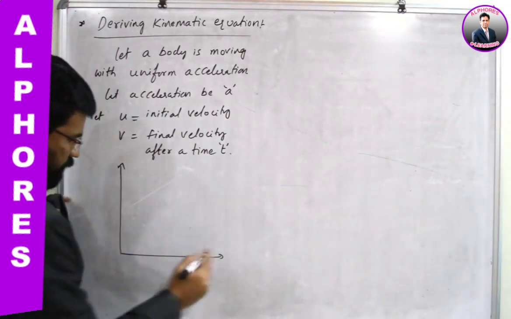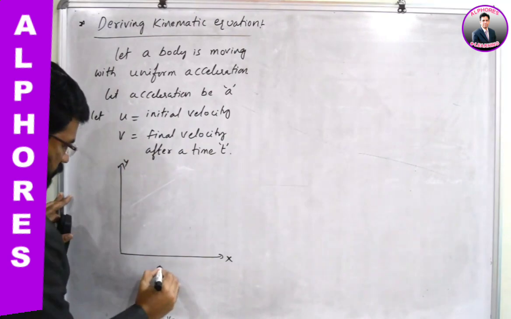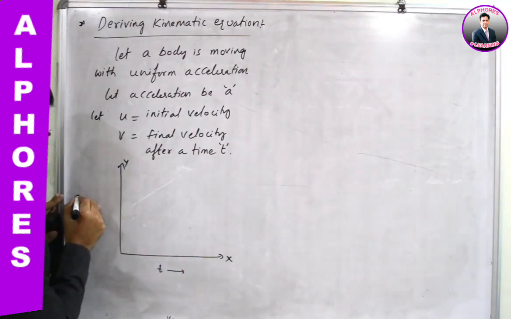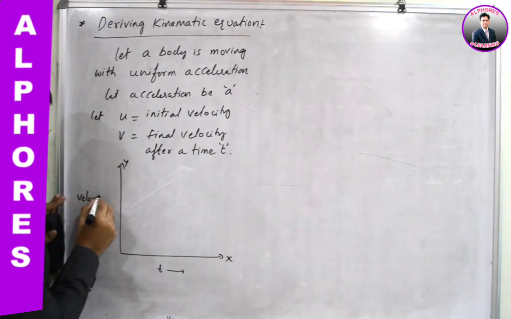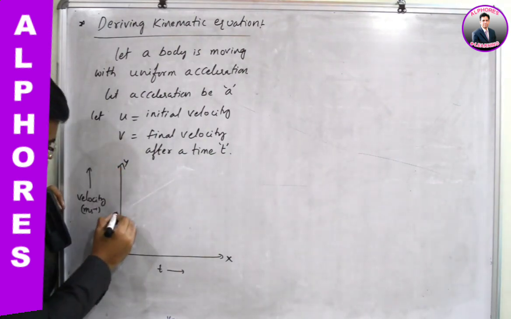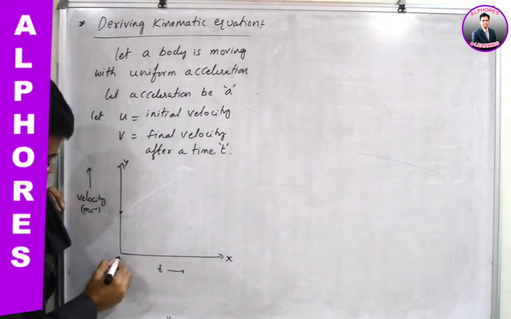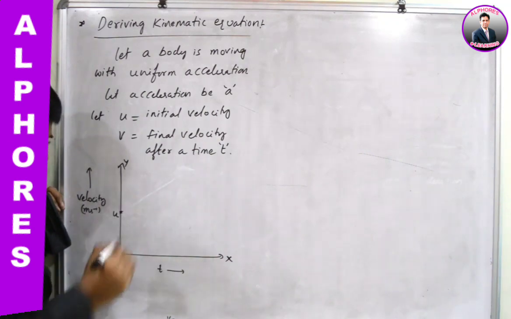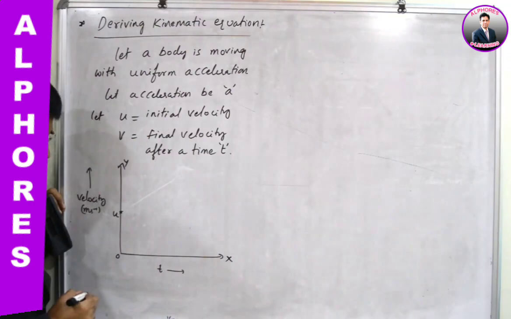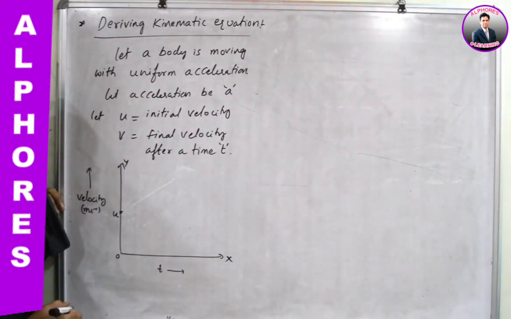We have 2 points. Time is taken on the x-axis, and velocity in meter per second on the y-axis. Initially at time t equal to 0, what is the velocity? u is the velocity. This is the origin. So this point is 0 comma u.